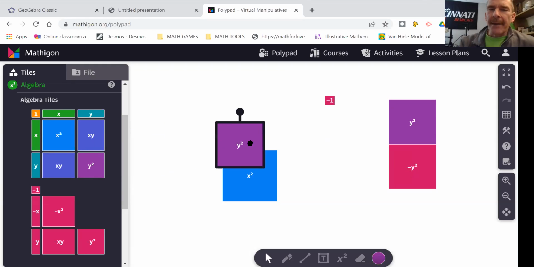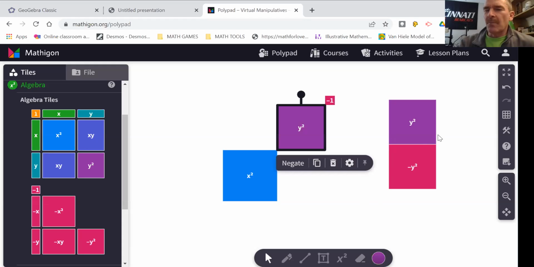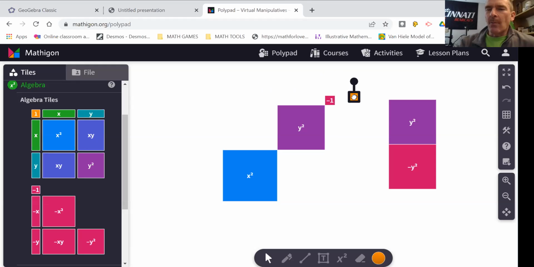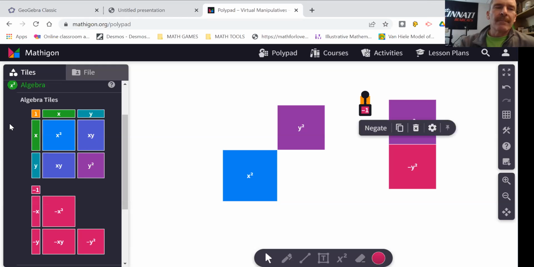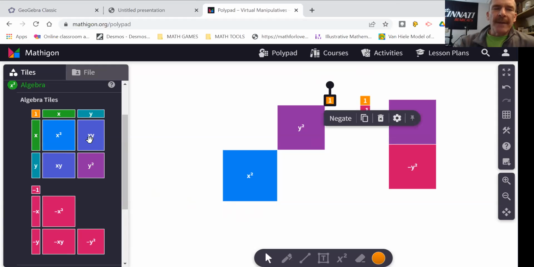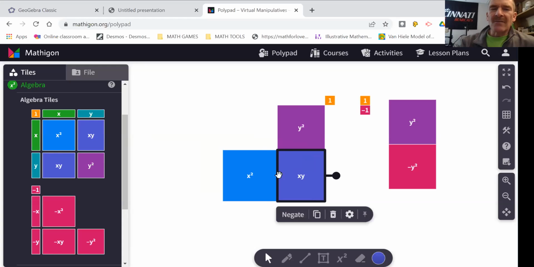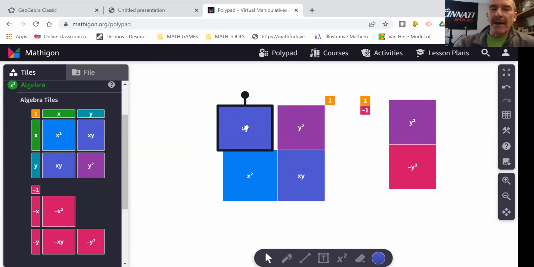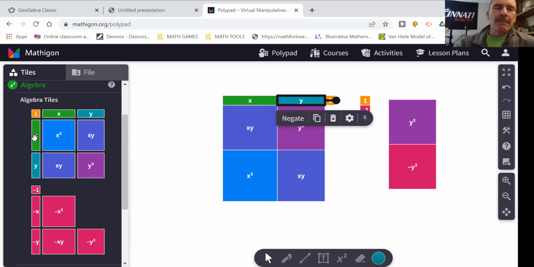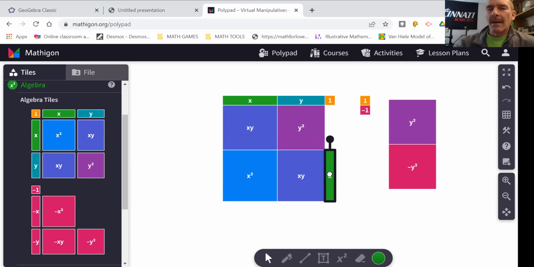But I'll put in another x squared, or rather a y squared, to take its place. So those two kind of go away. I will also add a unit block to cancel out that puppy. I could put another one in to take its place, which means I would have a positive xy there and a positive xy there. And I could add a whole bunch of different x and y blocks up there, an x block and a y block there.